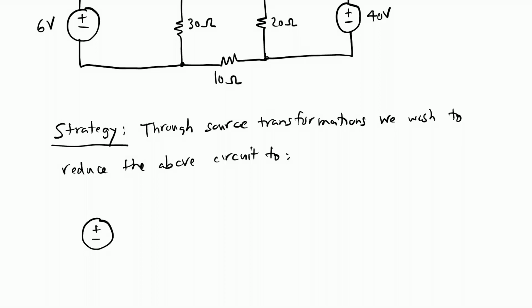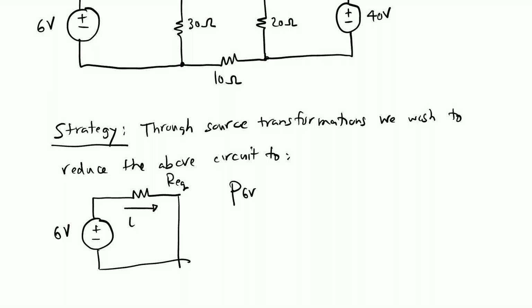One where we have the 6-volt source here. There's one equivalent resistor there, right? And if we can do that, we can then calculate the current that's flowing through the circuit, and then the power associated with the 6-volt source is the voltage times the current. But it really all hinges on being able to find that equivalent resistance.